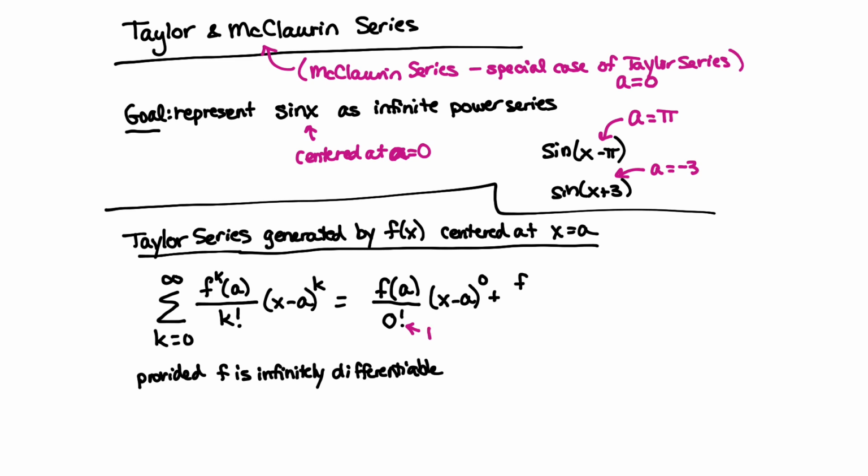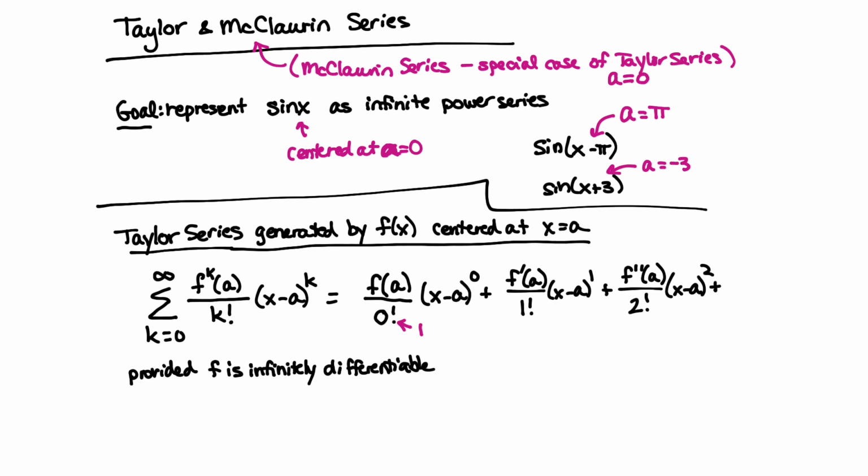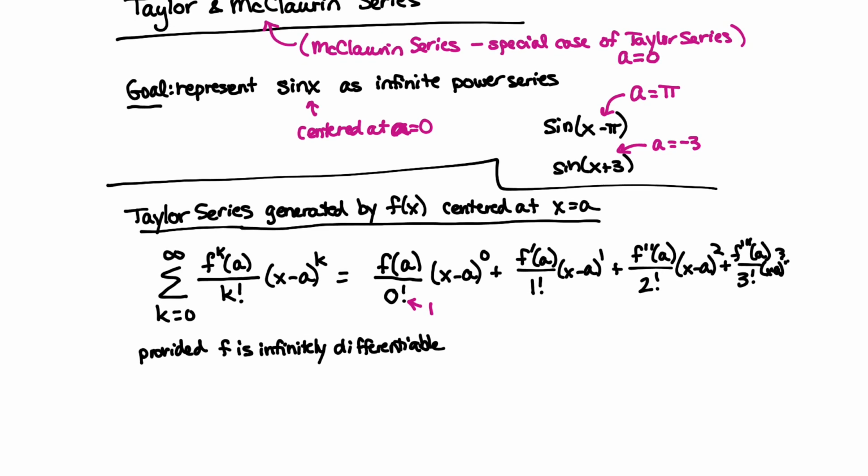And then the next term would be the first derivative of f at a over 1 factorial times x minus a to the first. And the next term is going to be the second derivative of f at a over 2 factorial. And the next one's going to be the third derivative of f at a over 3 factorial times x minus a to the third, dot, dot, dot. You guys see what I'm saying on this? And we would continue forever and ever and ever.